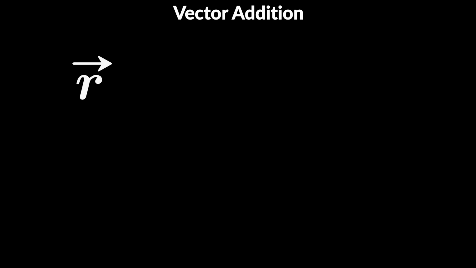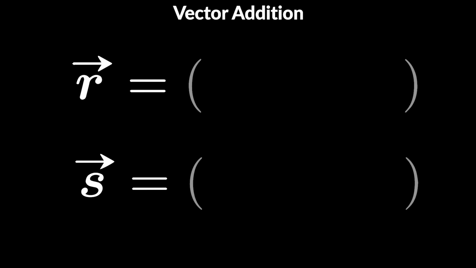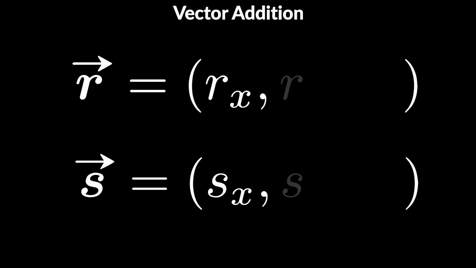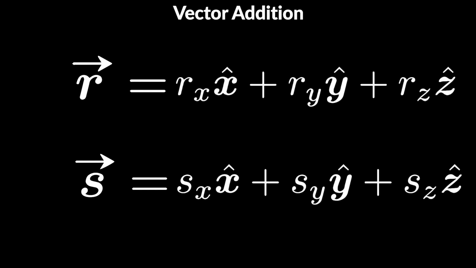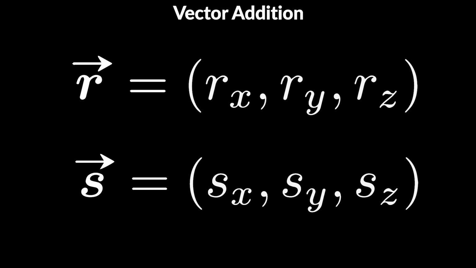Now, the concept behind vector addition is actually quite simple. We take 2 vectors, r and s. We say that these vectors are simply equal to the corresponding x component, y component, and z component of each vector. Now, this bracket notation is actually just shorthand for what we were talking about earlier, where each unit vector is multiplied by the corresponding scalar function associated with that component. But I think it's pretty clear that the bracket notation is a lot cleaner and a lot nicer to look at.